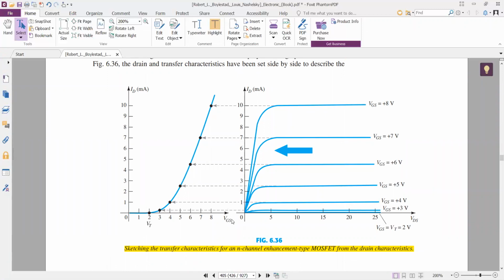So if we plot another graph between gate to source voltage and drain current, we will get this kind of transfer characteristics, in which both voltages are plotted against drain current. First, these characteristics are plotted against drain to source voltage, and drain to source current is measured keeping the VGS constant at plus 3, plus 4, plus 5, plus 6, plus 7, plus 8.